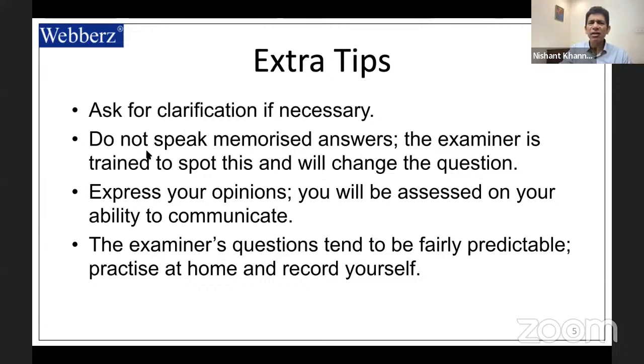Don't speak memorized answers. Try not to speak memorized answers at all. The examiners are very trained. Even if you do a little, that's fine. But if you speak a purely memorized answer and the examiner comes to know that it is memorized, he is not going to give you marks. He will change the question, he will make it more complicated, and then you will be caught.